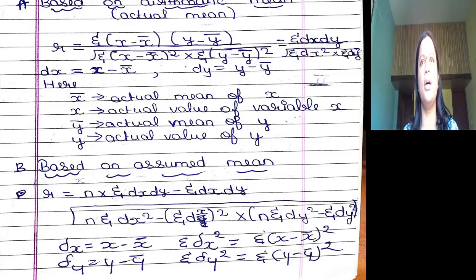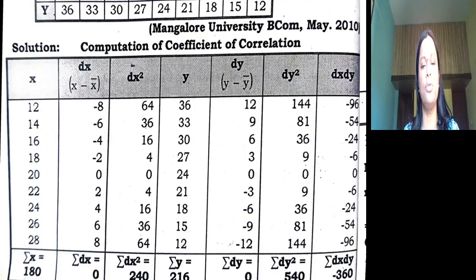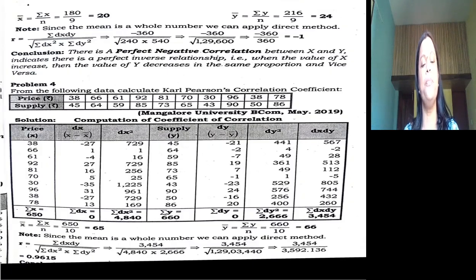Under the Pearson correlation coefficient, we have separate formulas for ungrouped data and grouped data. We were discussing how to solve problems relating to ungrouped data. When we have ungrouped data, we have two ways to arrive at the answer, either based on the actual mean or based on the assumed mean. We have already solved two problems on calculation of the correlation coefficient.